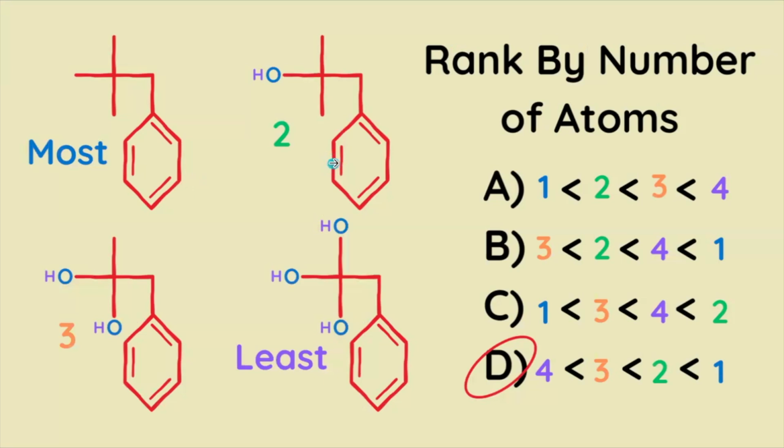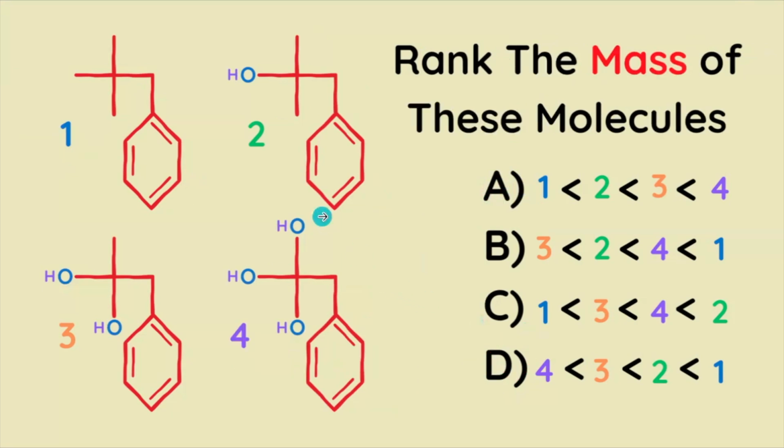Looking at the same molecules but in bond line form as we were given, you can see the temptation of believing the exact opposite to be true. That of being tempted to put A as the correct answer, when in reality, as we just saw, it's D. But what about when we rank the mass of these molecules?